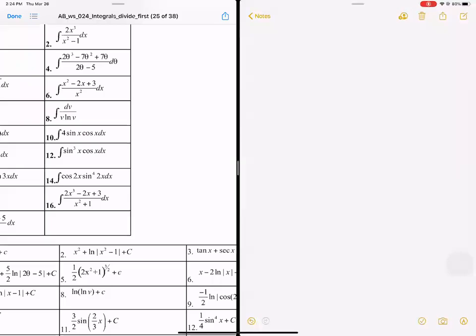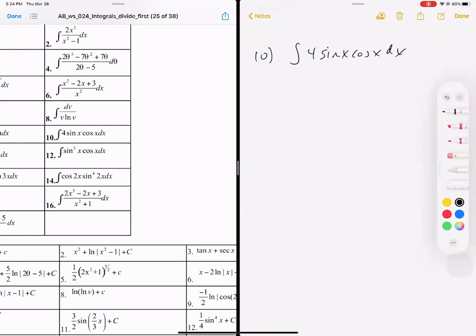Okay, this is problem number 10 on homework 3. And it goes integral of 4 sine x cosine x dx. And when we're looking at this problem, the first thing we should try is, is that an identity that I know? Nope, there's no identity for me to know for sine, cosine. So we're going to pick a u substitution.